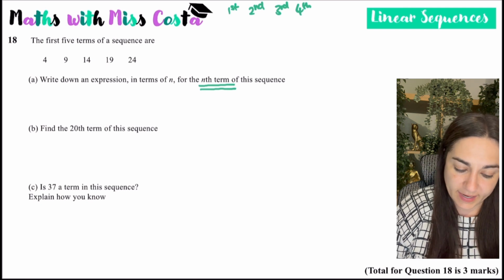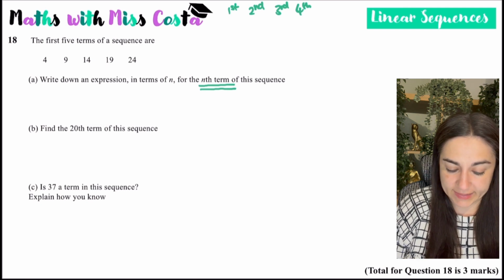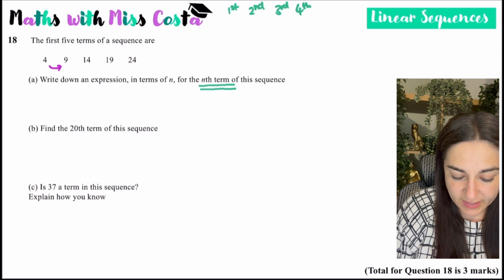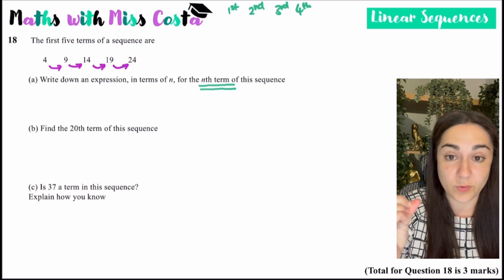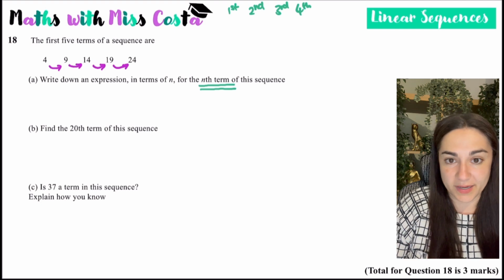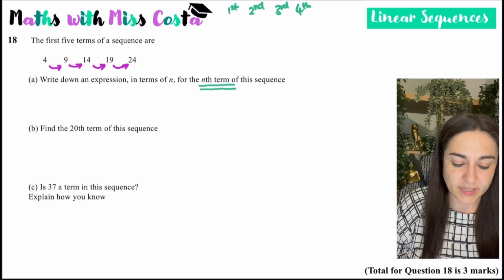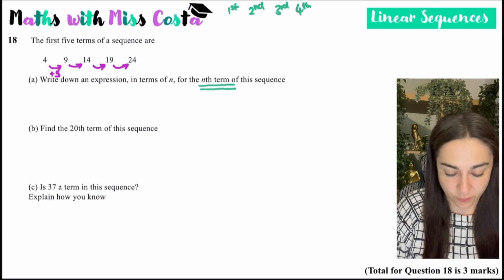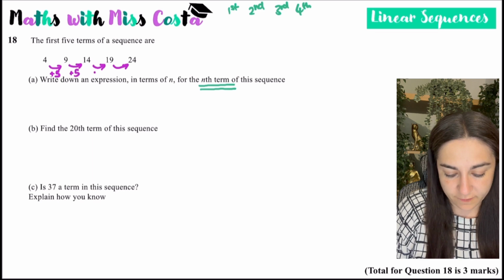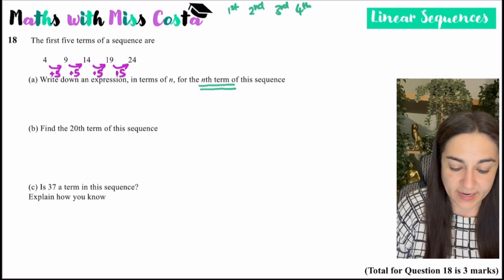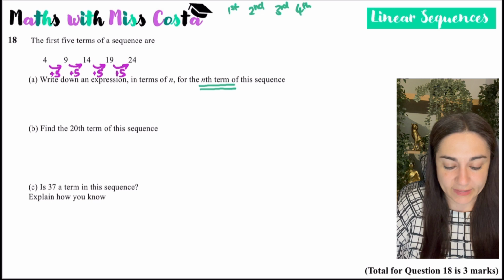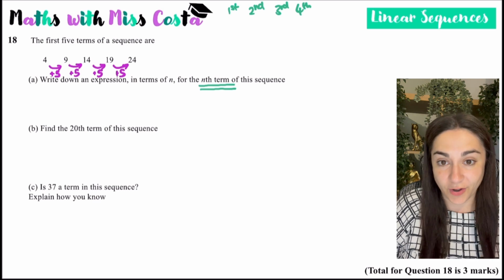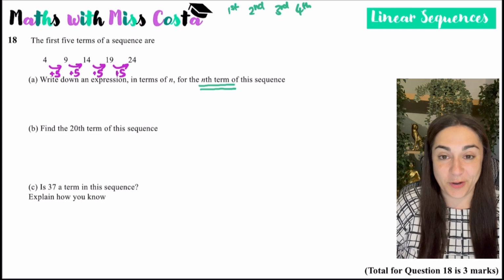So the way we find the nth term is we look at our sequence, and it's a linear sequence. We know that if it's going up or down by the same number each time. So first we look to see if there's a constant difference. So to get from 4 to 9, I add 5. To get from 9 to 14, I add 5. 14 to 19, I add 5. And 19 to 24, I add 5.